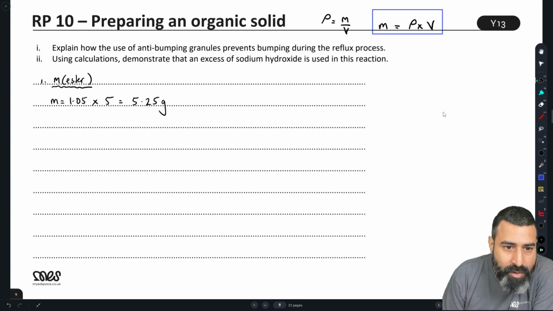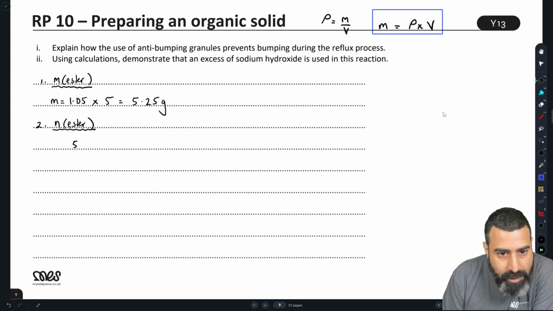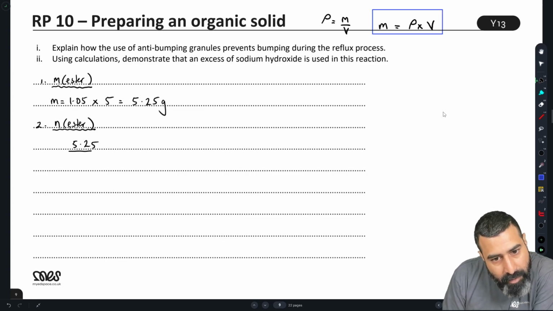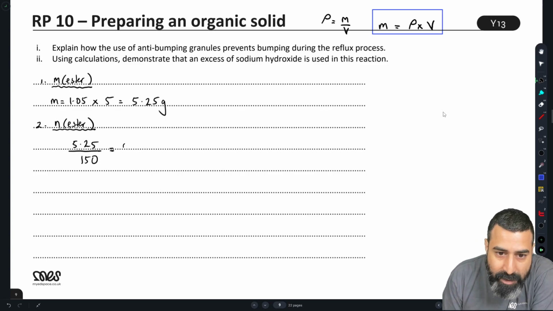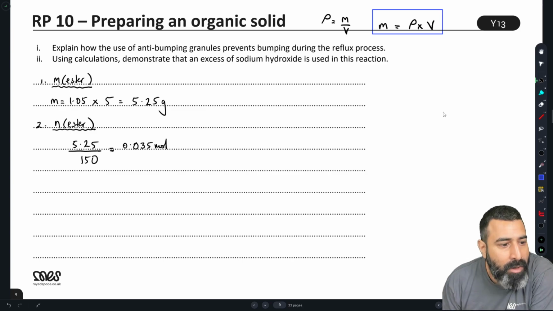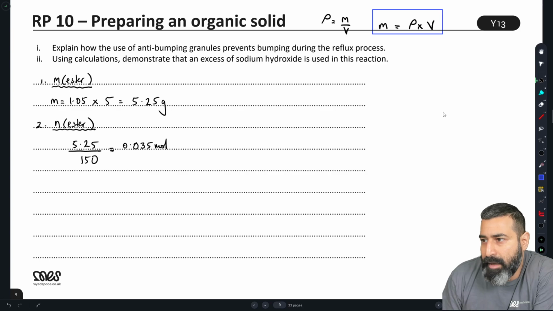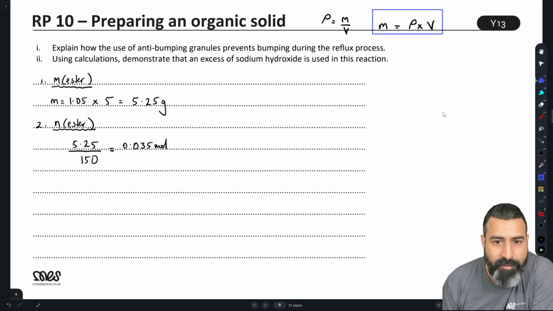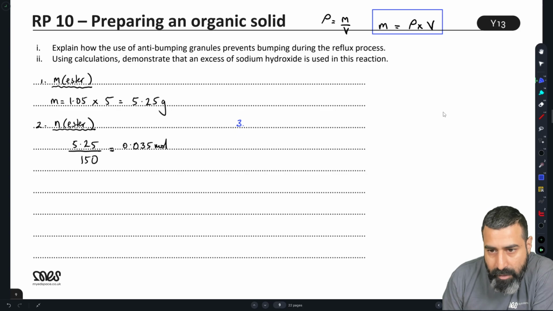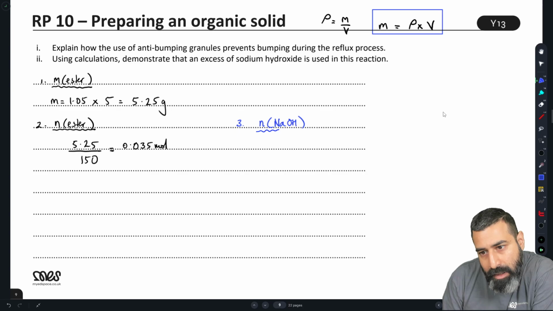So then, to work out the number of moles of the ester, I'm going to take the mass that I've just worked out, which is 5.25, over the Mr, which was given, which was 150, and that gives me the number of moles of 0.035 mole. Okay, and then to do the same thing for the number of moles of sodium hydroxide, and then we'll compare because it's 1:1.